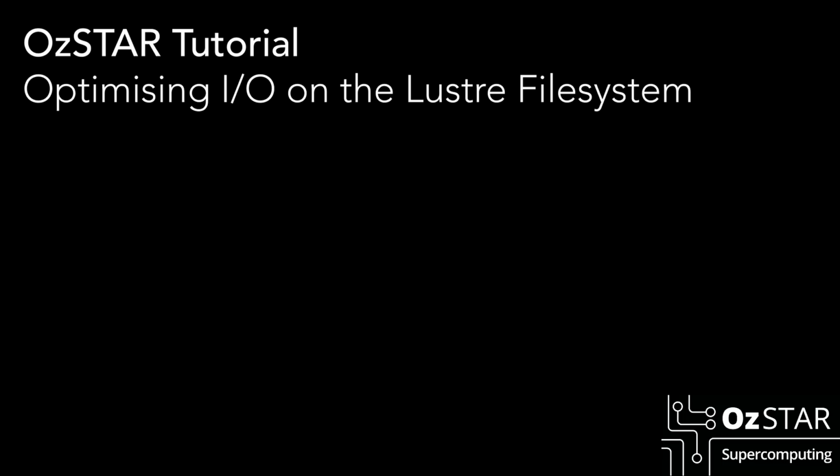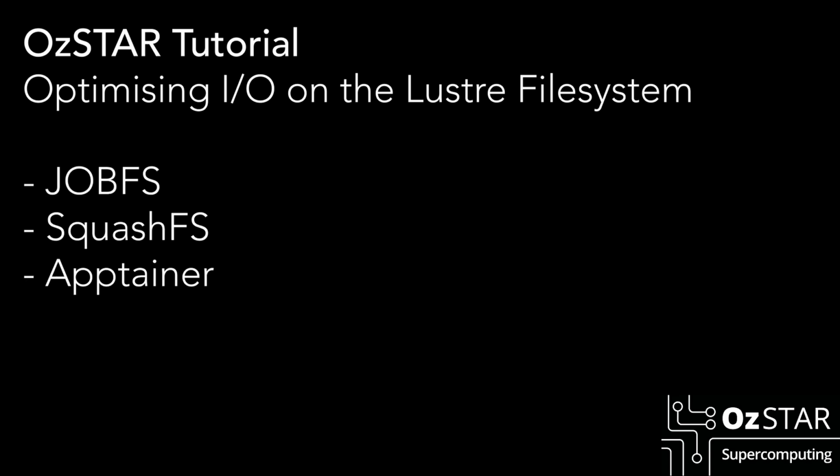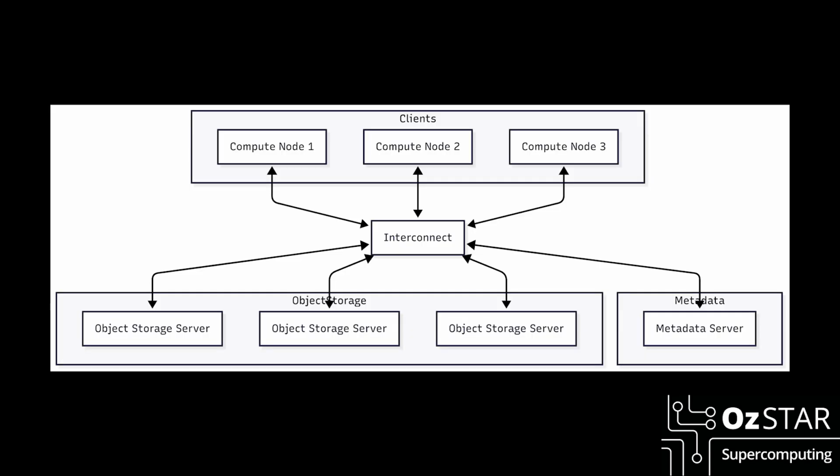Hi there. If your HPC jobs spend too much time waiting on file reads or writes, then this video is for you. I'm Conrad from the OzSTAR HPC team, and today we'll optimize Lustre I/O using three tools: JOBFS, SquashFS, and Apptainer. By the end, you'll be able to slash your job runtimes and reduce strain on our shared file system. Let's dive in.